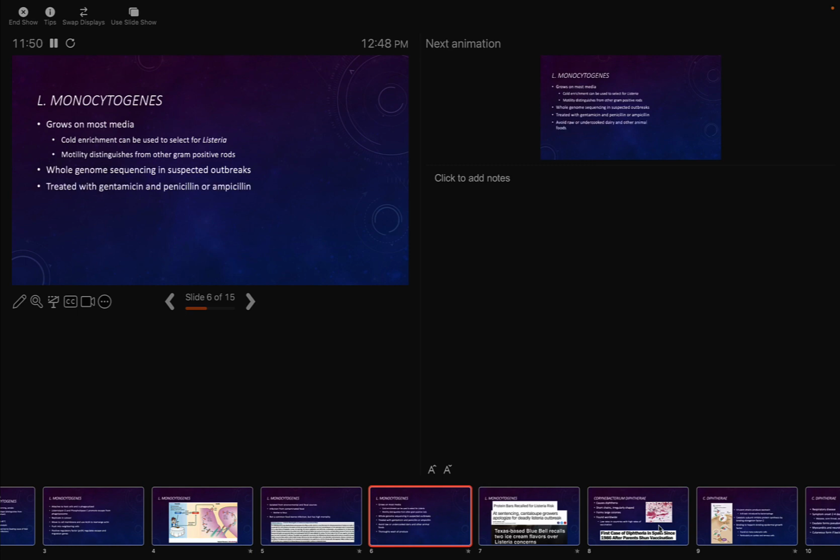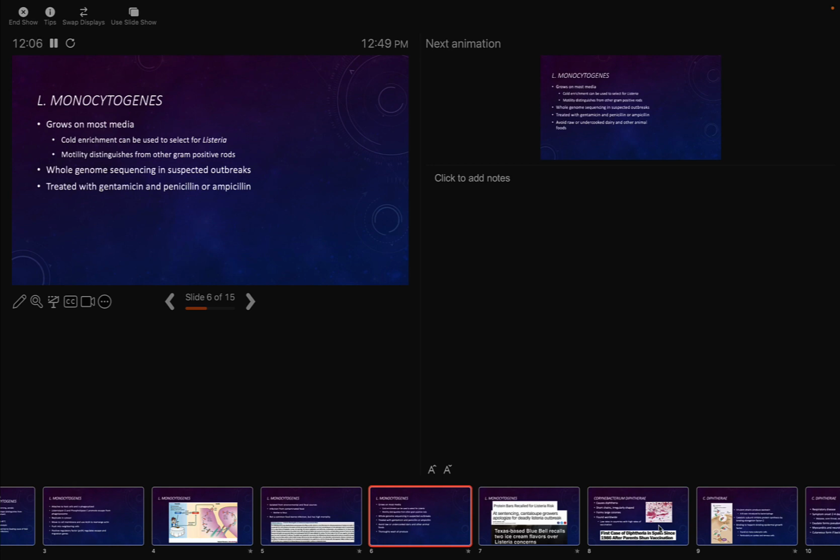It can be treated with gentamicin and penicillin or ampicillin. So they'll do a combination therapy. Gentamicin is, I believe, a protein synthesis inhibitor. And then, of course, penicillin and ampicillin are both cell wall inhibitors. So you do a combination therapy to really get rid of it.